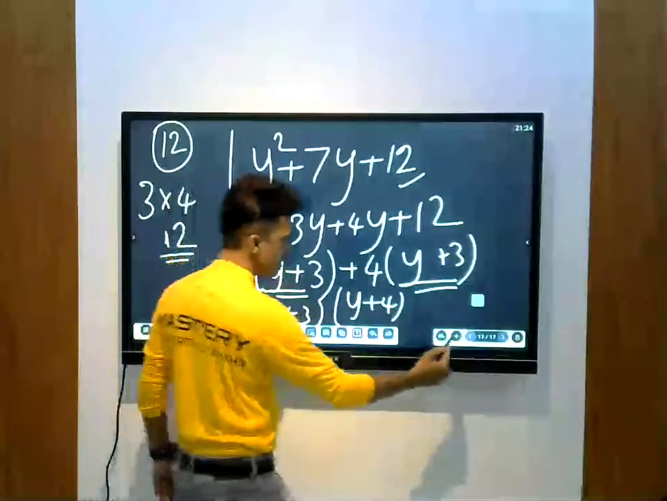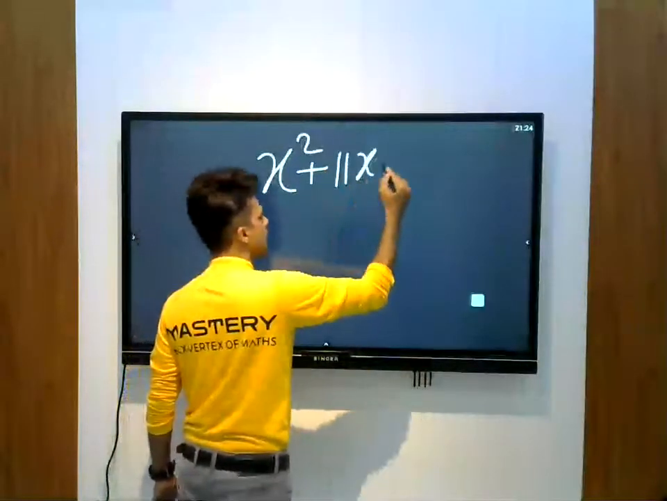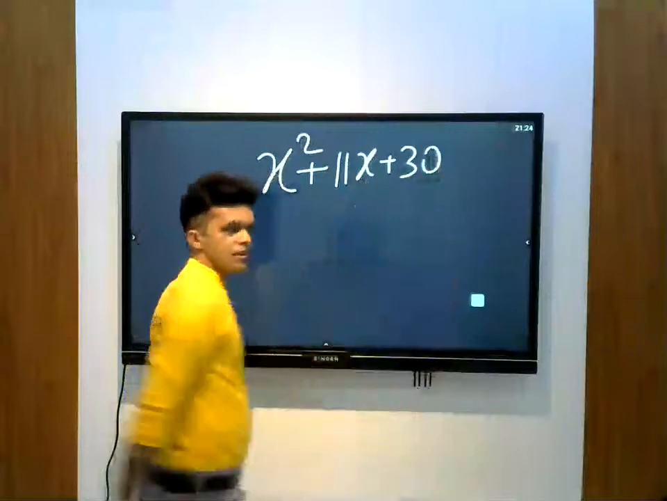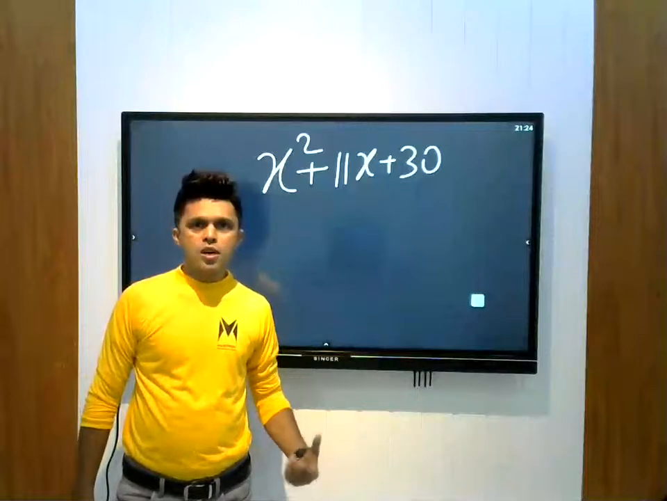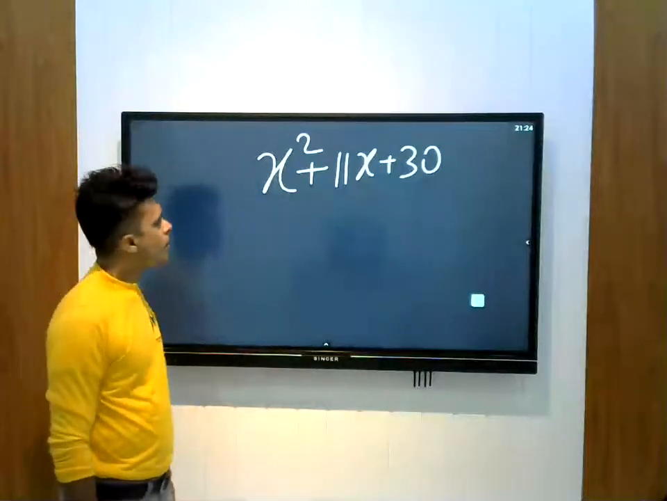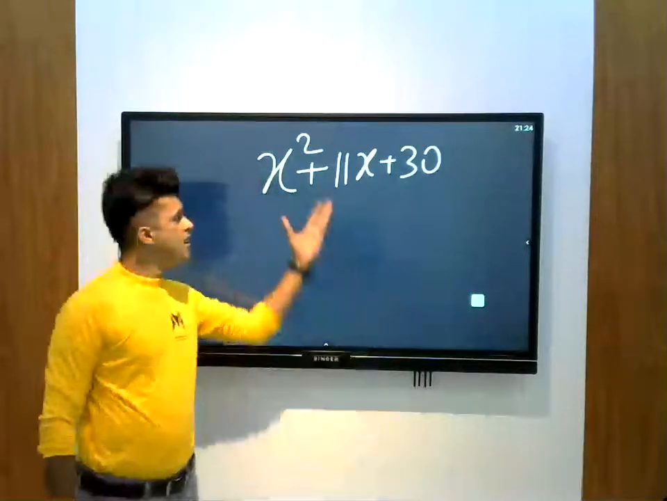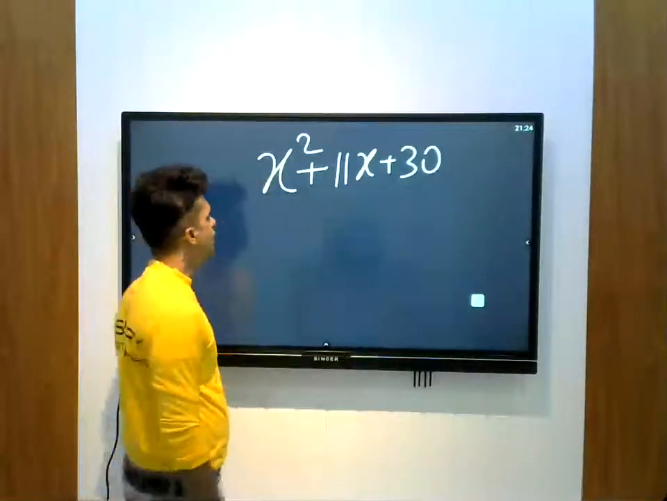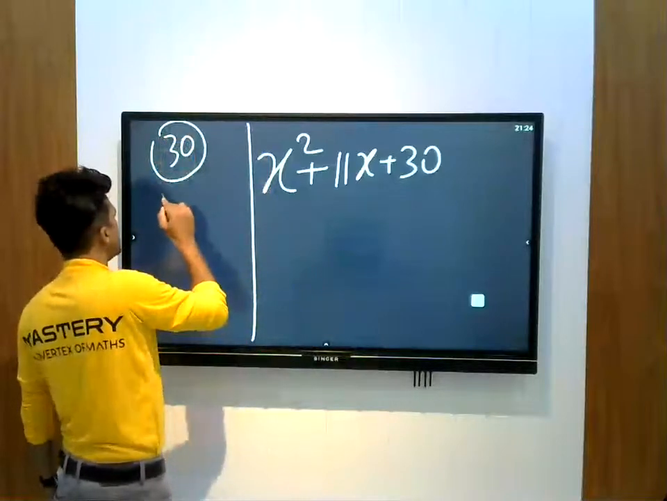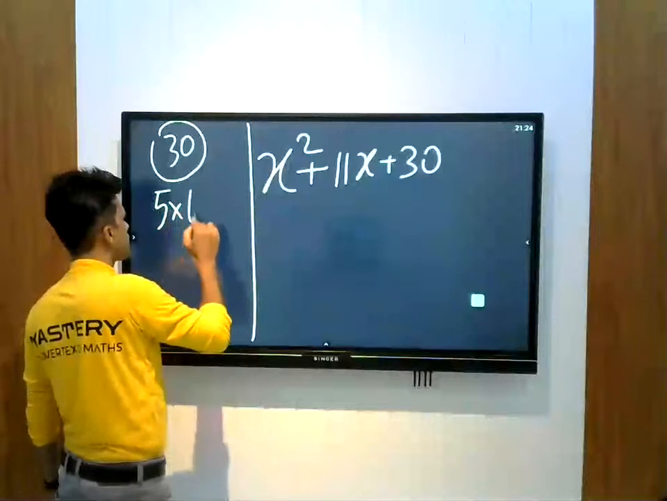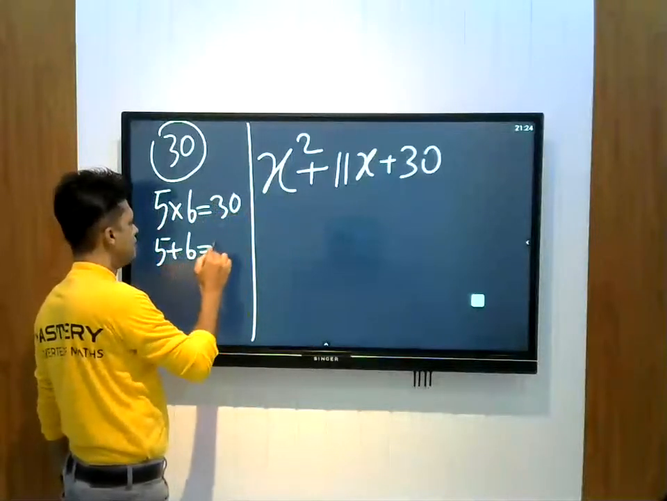We are going to do another one. x squared plus 11x plus 30. Shall we do this one? How can you do this type of sum? Find the factors of 30 so that you can get 11 here. 5 times 6, you know that. 5 times 6 is 30 and 5 plus 6 is 11.